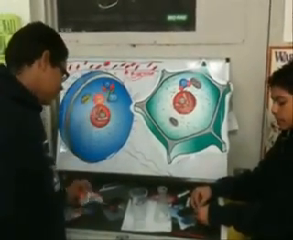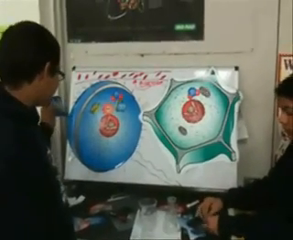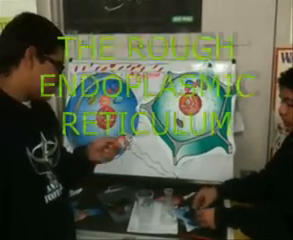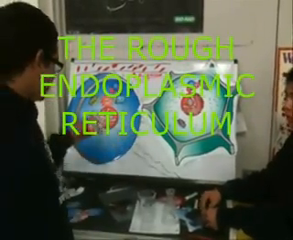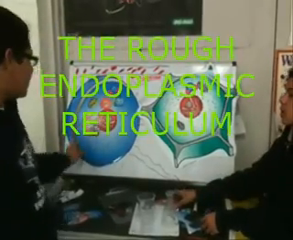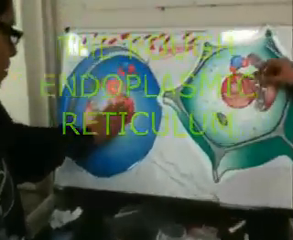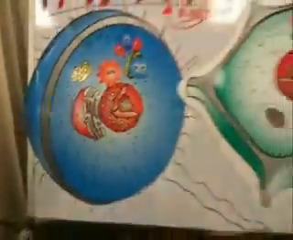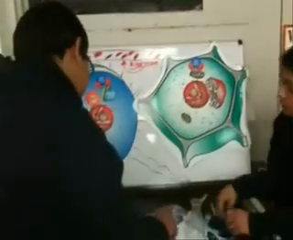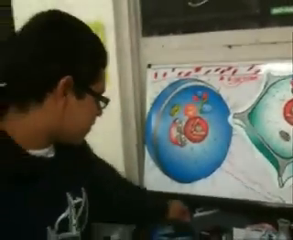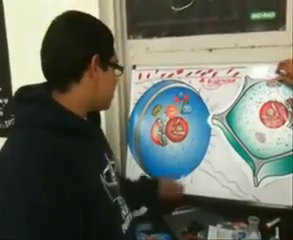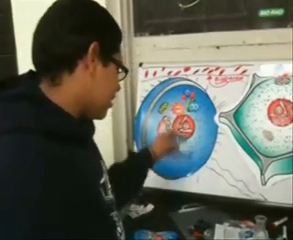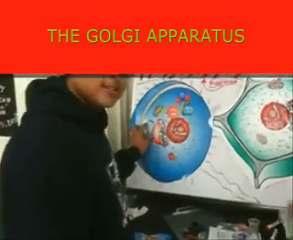The Golgi apparatus. First, let's talk about the rough ER, which stands for endoplasmic reticulum. It stands right here. It's called rough because it has ribosomes on it. Those little ribosomes on it, what the ribosomes do is build protein. Let's say this is protein, it comes out and goes to the Golgi apparatus, which is behind it.